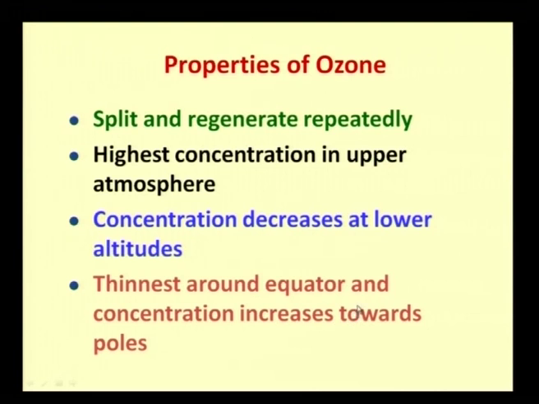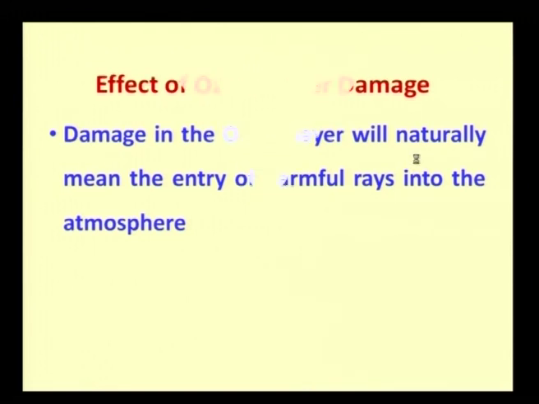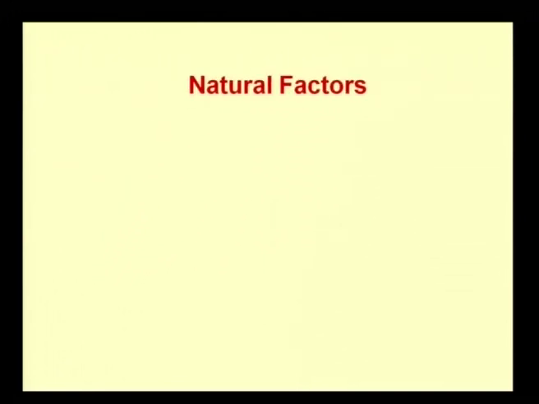So, these are all some characteristics of ozone. And in case the ozone is damaged, what will happen? It will naturally mean the entry of ultraviolet radiation, and therefore it is causing harm to human beings and the whole earth. And so, the ozone depletion happens in many different ways, and there are some natural factors.